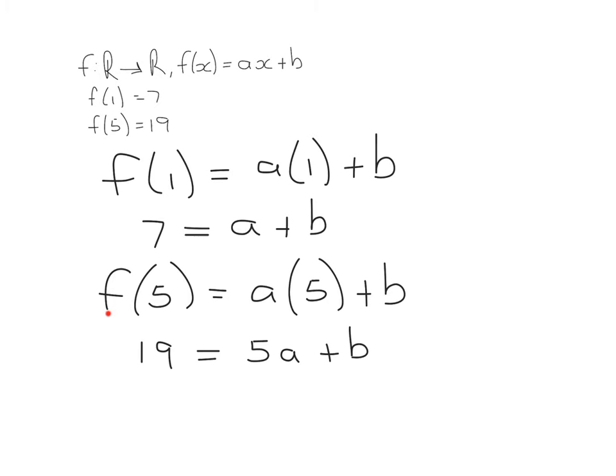The second piece of information tells us that the function at x equals 5 is equal to 5 times a, or 5a, plus b. I've substituted the left-hand side for what it tells us it is equal to, so 19 equals 5a plus b.